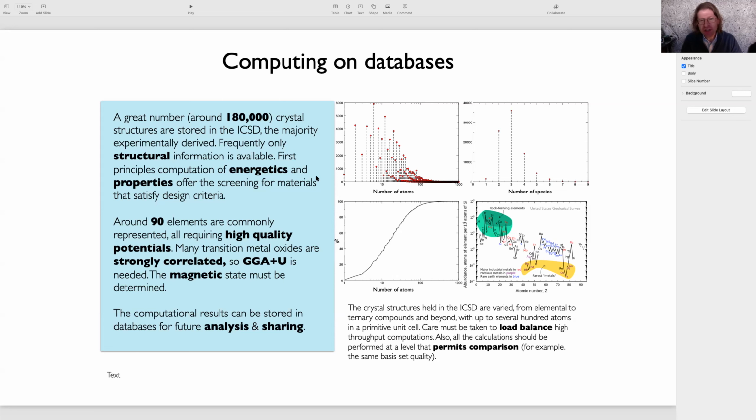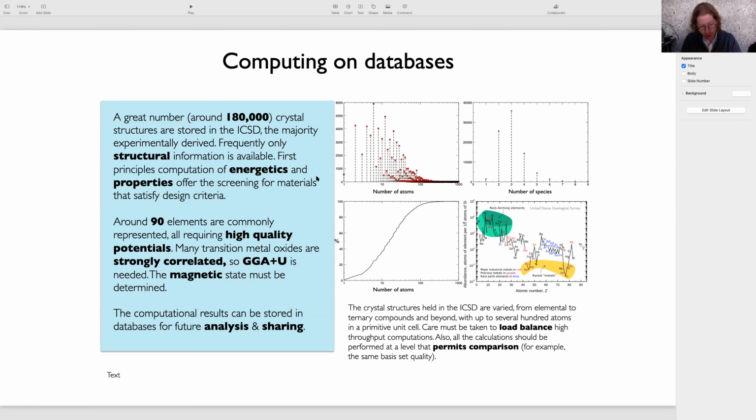It seems to reach a peak at around 10 atoms. So 10 atoms per unit cell is a very common number. And by the time you get to about 100 atoms per unit cell, you're nearly done. There aren't very many structures in the ICSD with more than 100 atoms in a unit cell. There are some, but there are not too many.